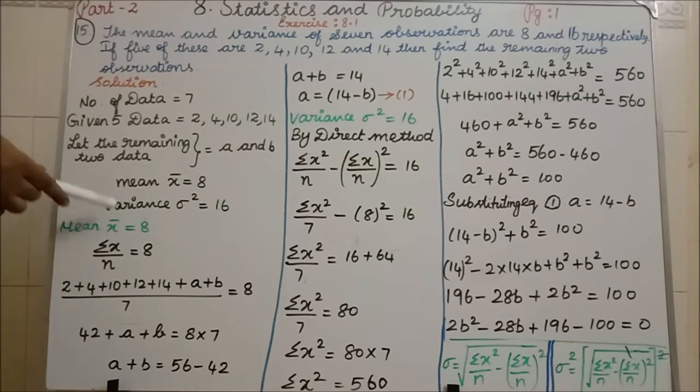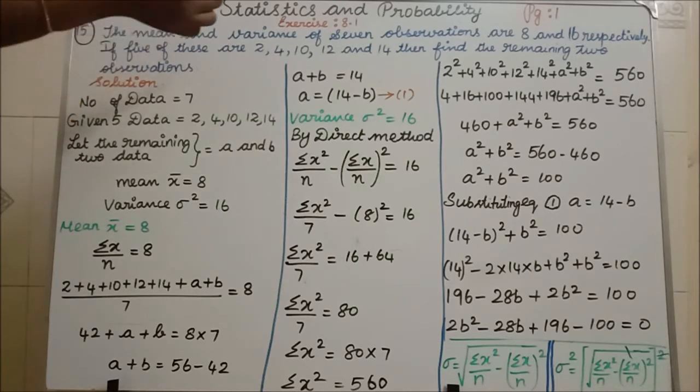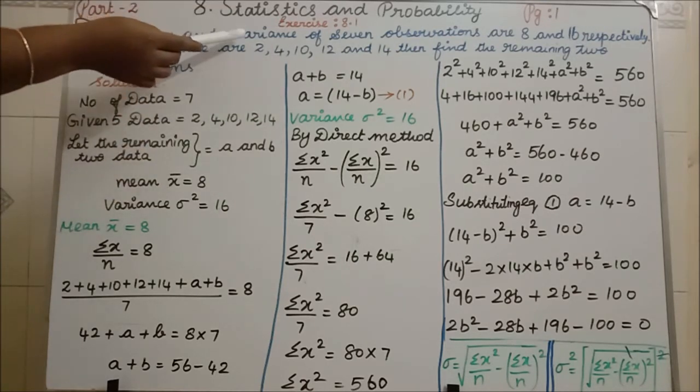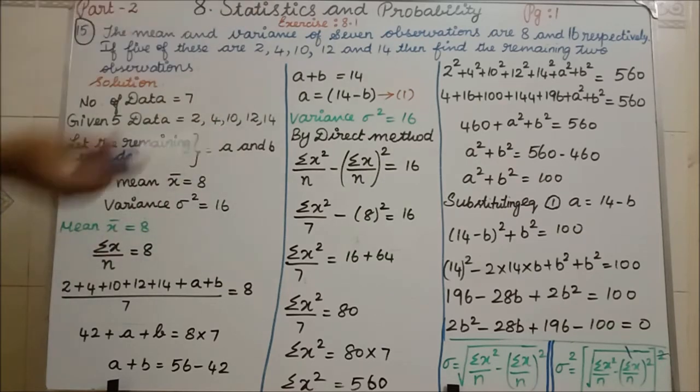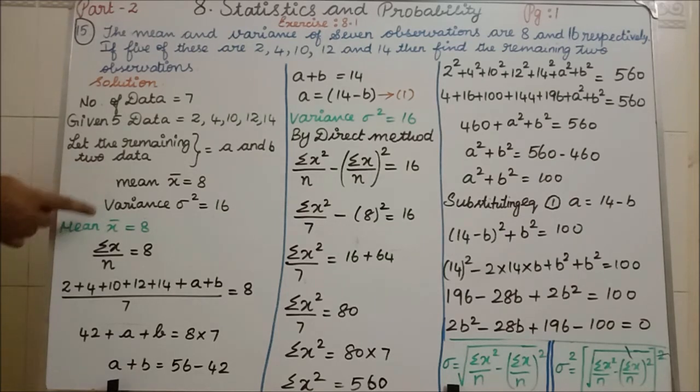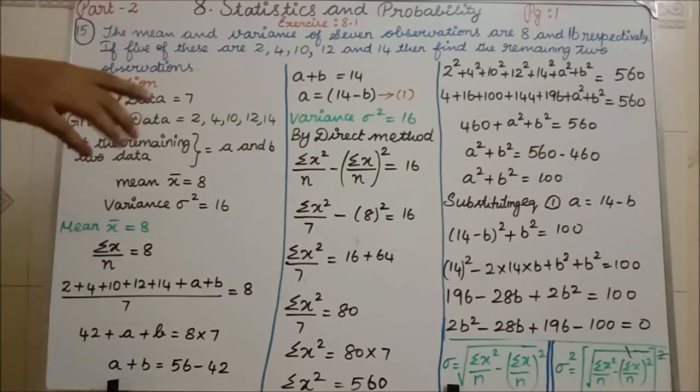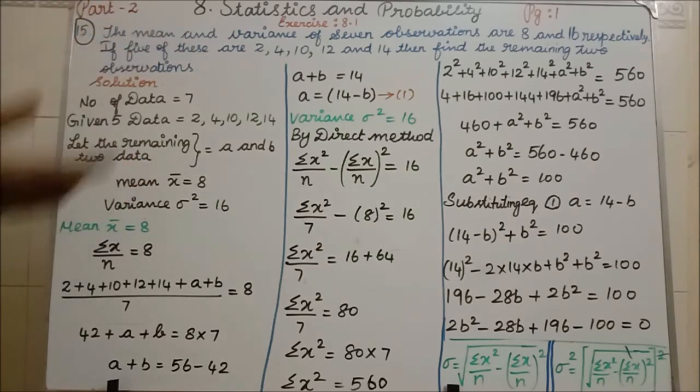Here in the question they are given mean x bar equal to 8 and variance sigma square equal to 16, that they are given in the question itself. First I am going to solve with the mean x bar equal to 8, then I am going to solve variance sigma square equal to 16 next. Clear how we did in the 14th question, the same model only, but slight difference will come. Using the mean x bar equal to 8, I am going to find now what is a value.